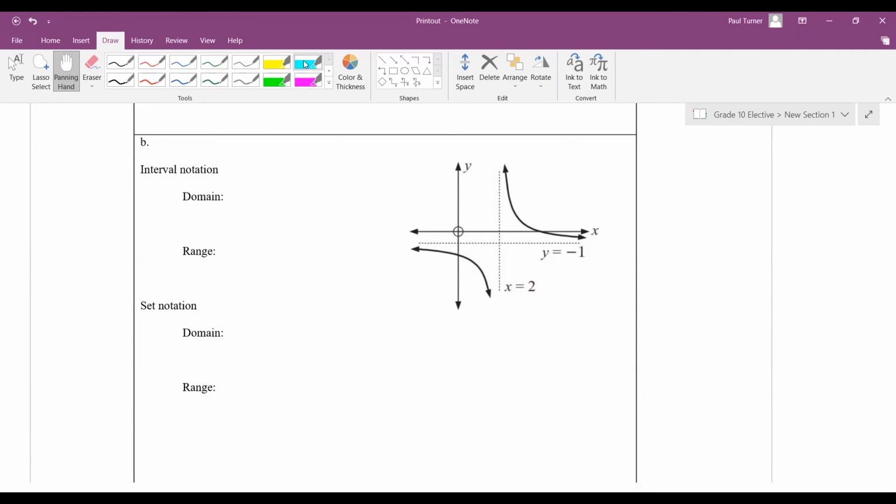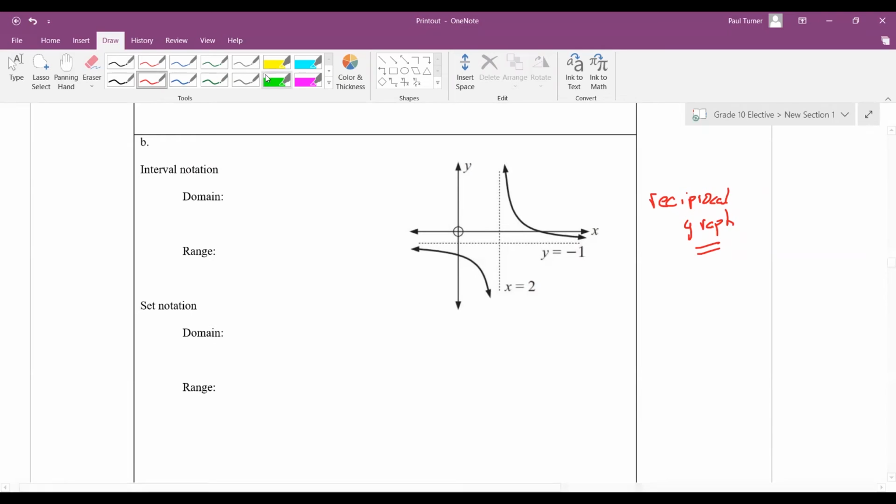So do your domain first. Now this is a reciprocal, isn't it? This is a reciprocal graph. It looks like a reciprocal graph because of the shape. We have 2 parts and they're curved and they have asymptotes. So this looks like a reciprocal graph or reciprocal function. I don't have the equation. We could write it down, but we'll do that later.